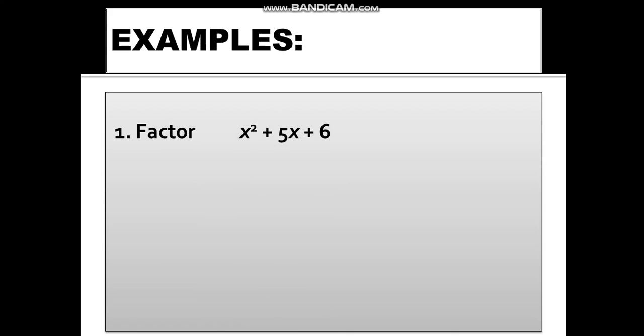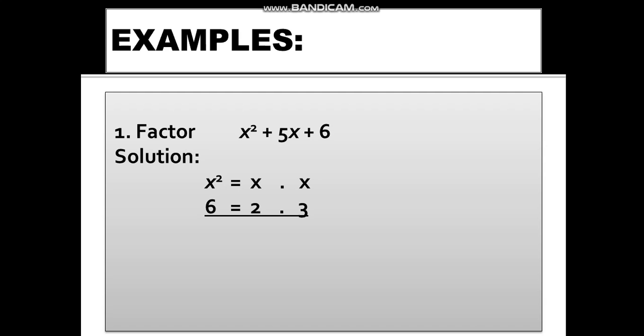Okay, number 1. Let us factor x squared plus 5x plus 6. As you can observe, it has 3 terms. That's why it is called a trinomial. To factor this one, first, we have to factor the first term. The first term is x squared, so the factor is x times x. Then, let us factor the last term. The last term is 6 and the factor is 2 times 3.